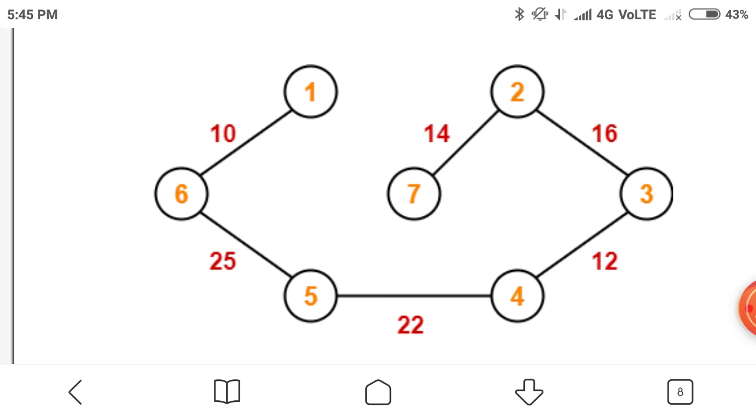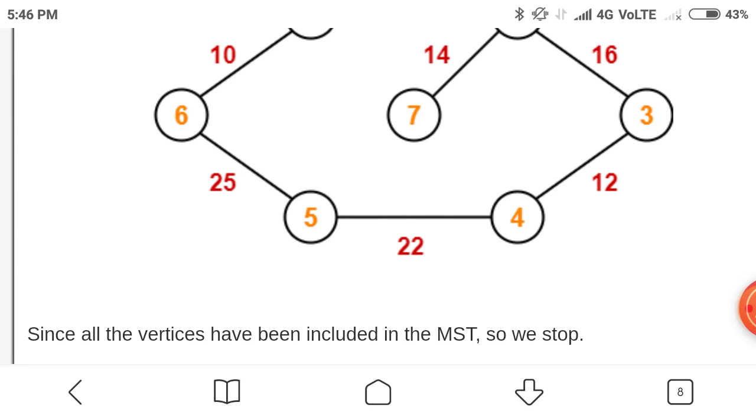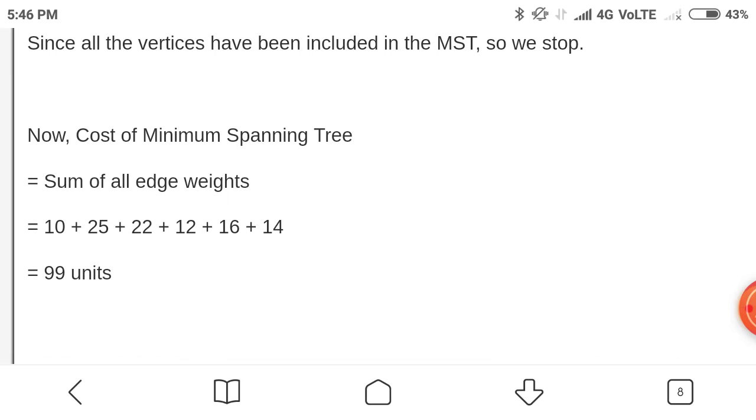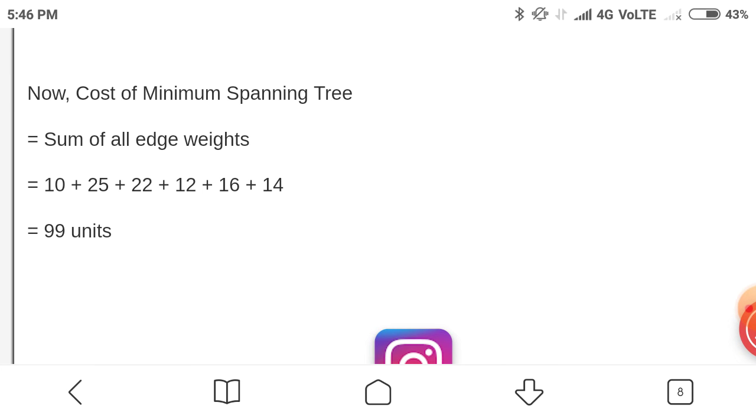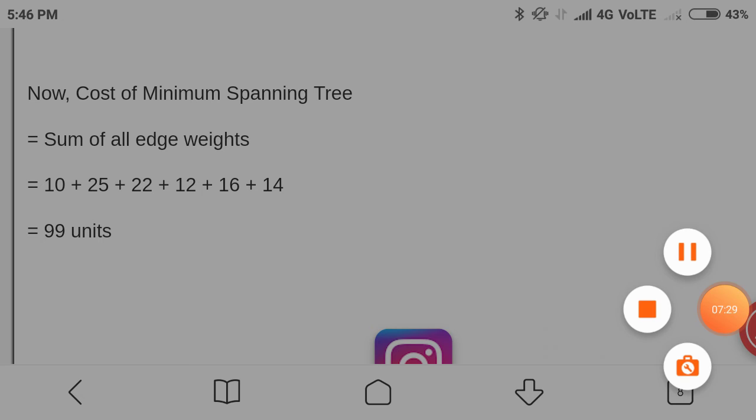The spanning tree shows that there is no cycle, and if you count the edges, 1 2 3 4 5 6, there are 6 edges, and the number of nodes is 7, so the number of edges is 7 minus 1, which is 6. Now the total weight, if you add these numbers, 10 plus 25 plus 22 plus 12 plus 16 plus 14, is 99. That is the cost of the minimum spanning tree using Prim's algorithm.